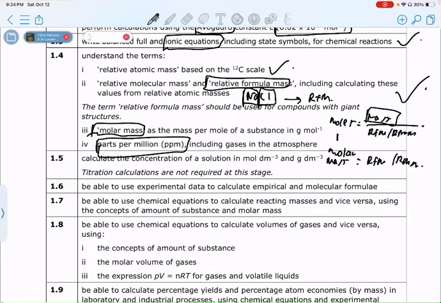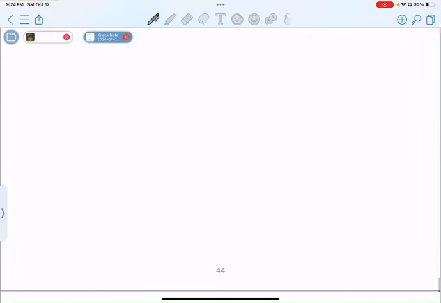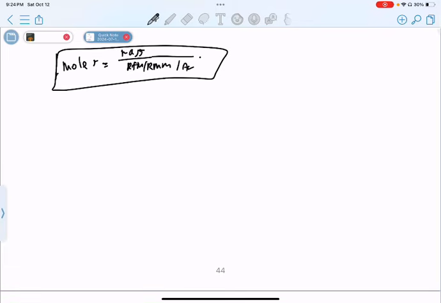Calculate the concentration of a solution in mole per dm cubed and gram per dm cubed. Okay, so we know that you can get moles by doing the mass over the RFM or RMM or atomic mass. Okay, yeah, we can do it like that. But for solutions, we cannot do this. So moles is equal to M times V over 1,000. Essentially, it's not supposed to be over 1,000. Let's do M times V. M is your concentration and V is your volume.